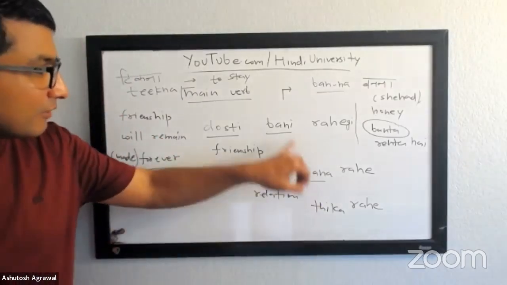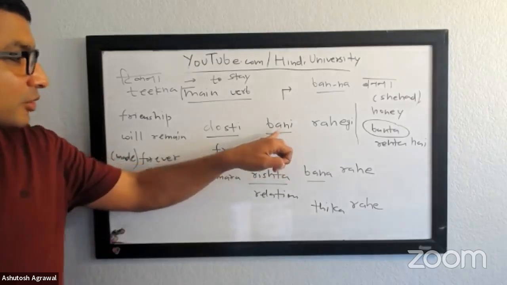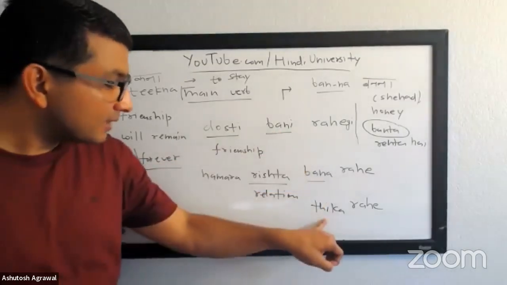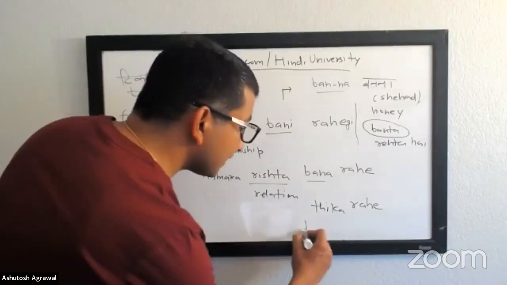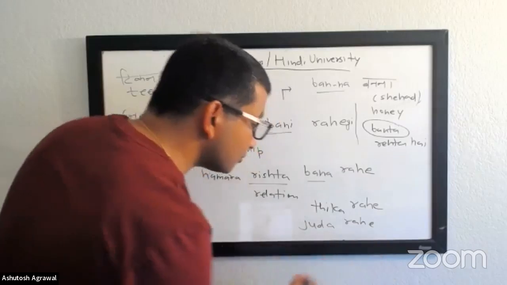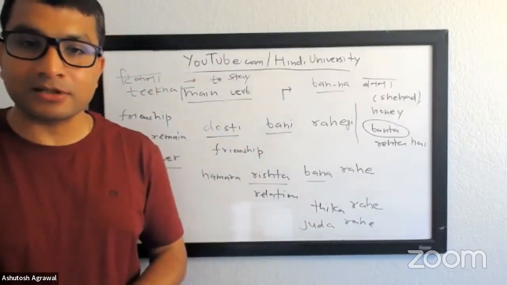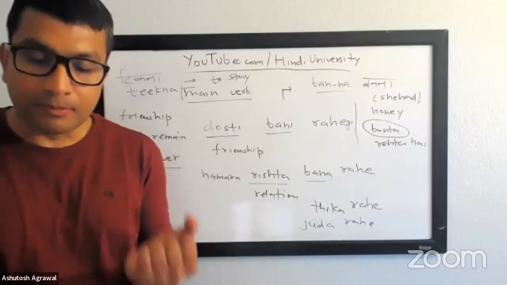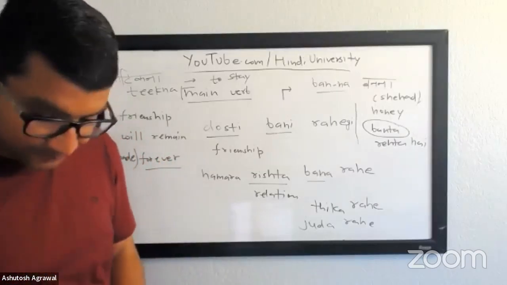I'm just trying to think of other ways to explain the perfective participle. Just like you have bana rahe, bani rahe, you can say tika rahe. You can also say juda rahe or jude rahe. You can probably guess the verb is judna, but juda rahe means remain intact.